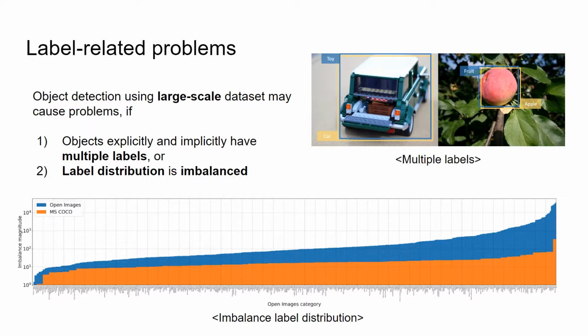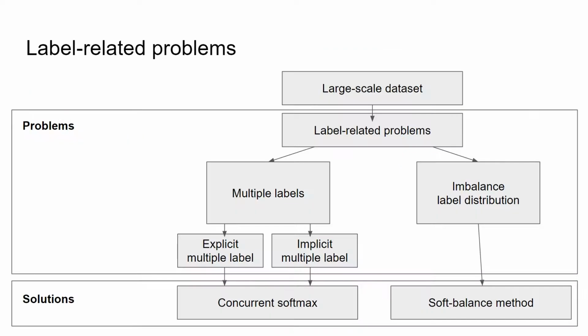effective solutions. The first problem the authors mentioned is that objects explicitly and implicitly have multiple labels. The second one is that the label distribution is imbalanced. So I summarize the types of the problems and the solutions introduced in this paper. First, I will talk about the problems and then I will introduce the solutions.